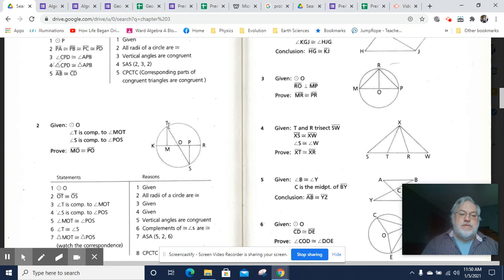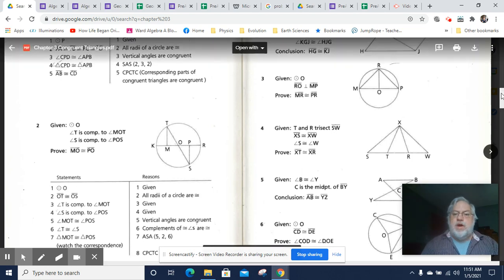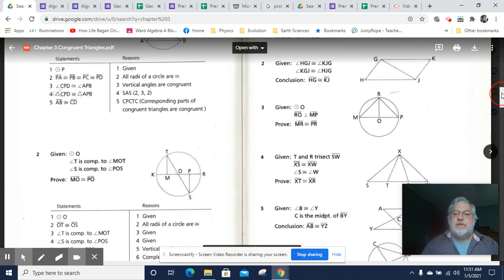All right. And so this angle and this angle are congruent, these middle angles are congruent, and we know that TO and SO are congruent because they're radii. We want to prove that MO and PO are congruent. Well, we use angle, side, angle, because of that information I just shared. These two triangles here are congruent, and therefore by corresponding parts, PO and MO are corresponding parts of these two triangles. They are congruent.